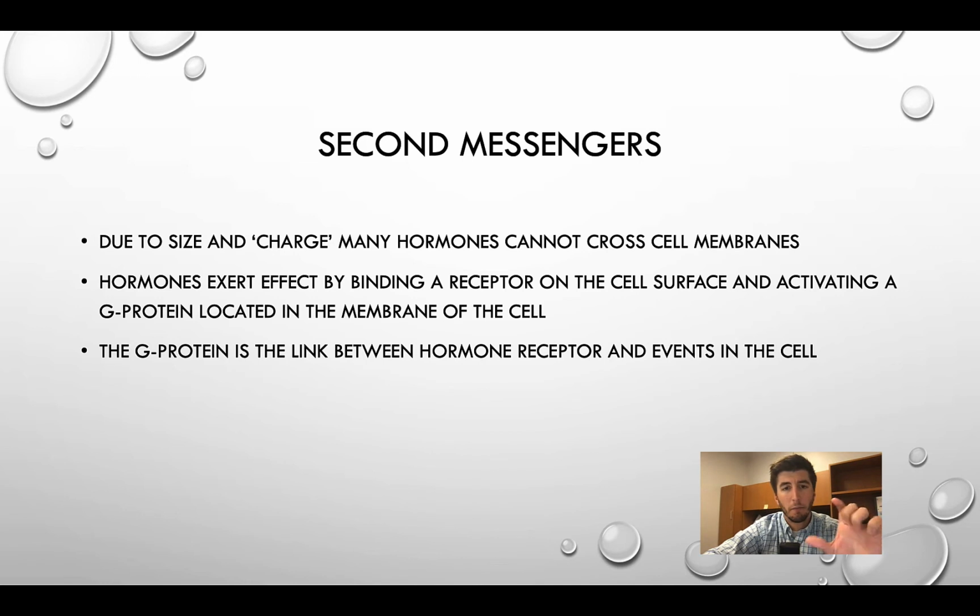So they actually have to bind to a specific receptor on the outside of the cell. Once it binds to the specific receptor on the outside of the cell, it will activate something inside of the cell that's called a G protein. This G protein is then going to be the link. It's going to be the individual that turns around and taps someone else on the shoulder in order to get an event to occur inside of the cell.